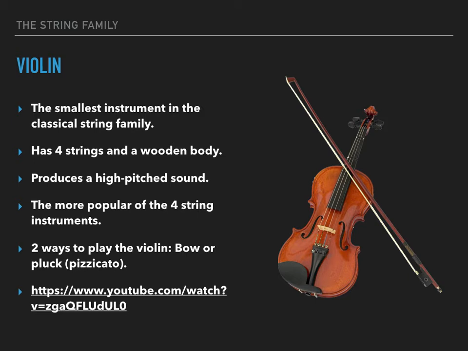There are two ways to play the violin, and this also applies to the other instruments as well. You can bow, using that long stick that you see there, by gliding it across the strings, which is the more traditional way of playing, or you can pluck the strings by taking your finger and almost picking at the strings to give them a different sound.